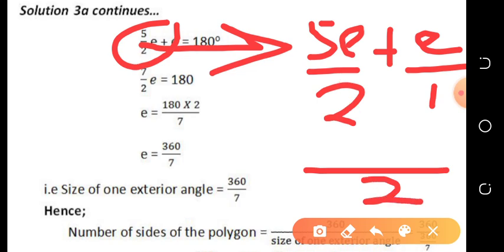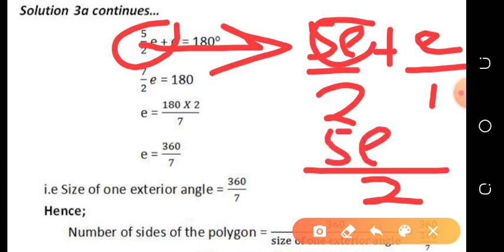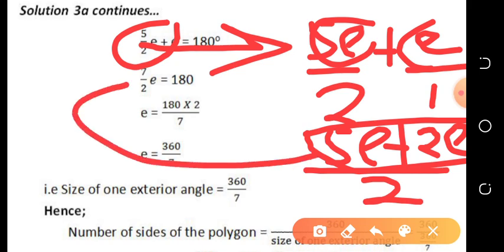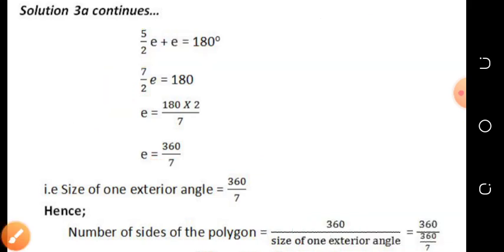You have 1. 1 times 5e gives 5e here. You bring down plus. Now in this other one, 2 divided by 1, you have 2. 2 times this e, you have 2e. So adding the numerators here, you have 5e plus 2e gives us this 7e all over 2. Very simple, like what you can see there.